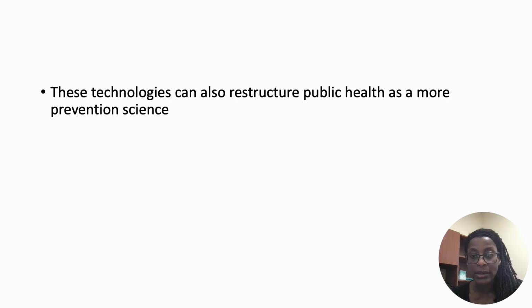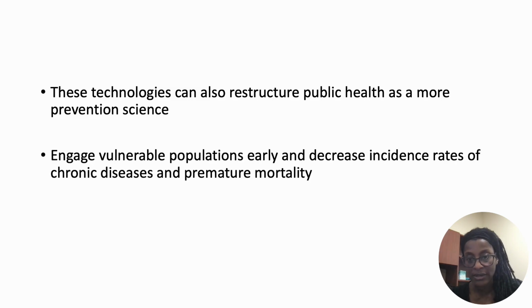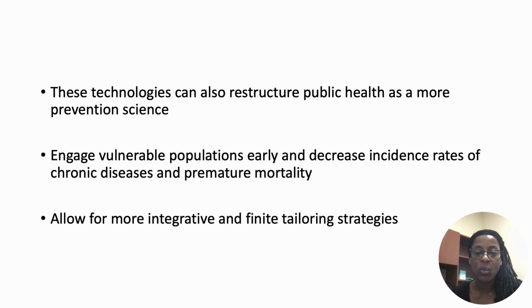And accordingly, AI and these emerging technologies really give us an opportunity within public health to do much more prevention science, which public health, unfortunately, is not. It is more of an intervention science. But with prevention science, we really can engage vulnerable populations and decrease rates of chronic disease prematurely and allow for more integrative care and tailoring. And tailoring is really important.